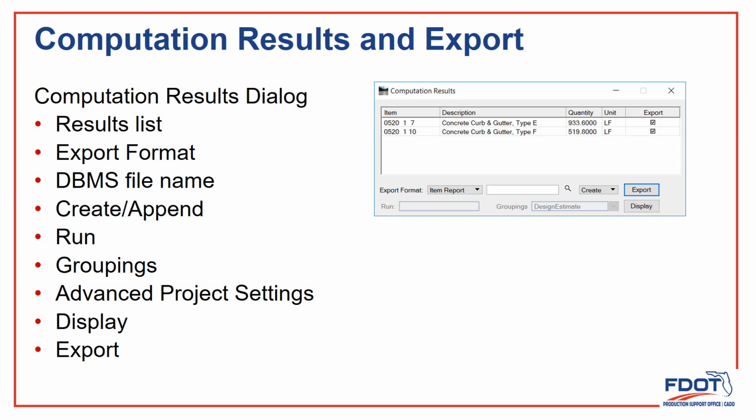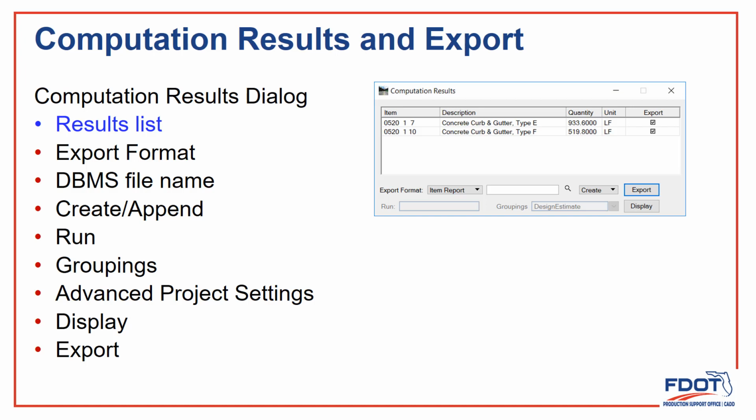Once you have selected the database items, categories, or collection set, configured the quantity computation dialog, and clicked Compute Quantities, you'll see the computation results dialog. In this screen, you'll see the results of the calculation as well as various options to export that data.